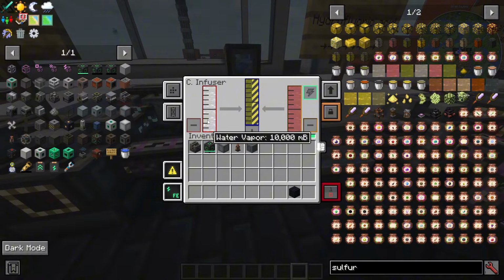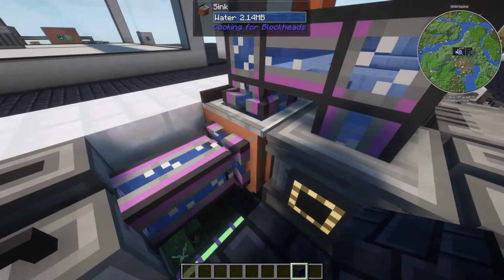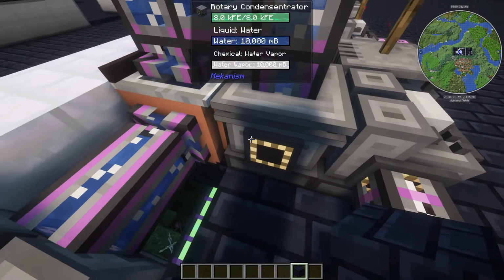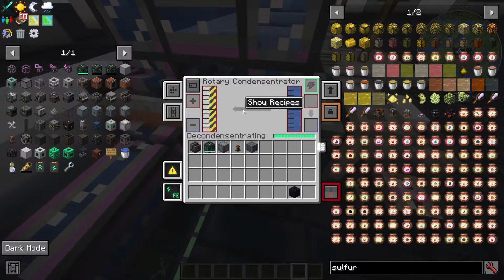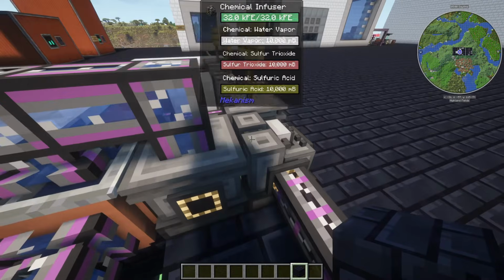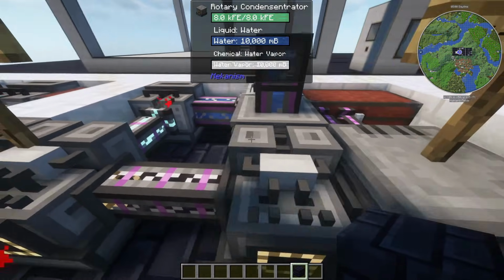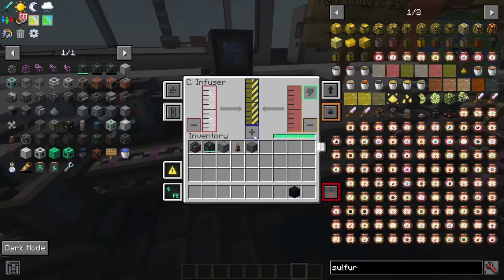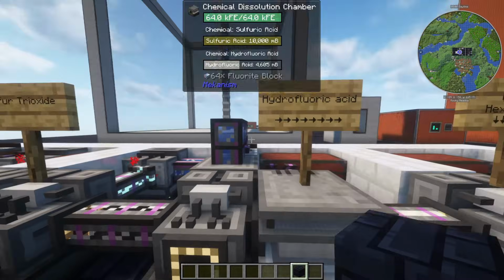And as you can see, I have water vapor here and sulfur trioxide here. And how I'm getting the water vapor is I have a sink connected to a rotary condensator. I have the arrow pointing this way, which means it's turning the water into water vapor. And then I have that exporting from the front and importing from the back. So that will import the water vapor, which makes sulfuric acid.